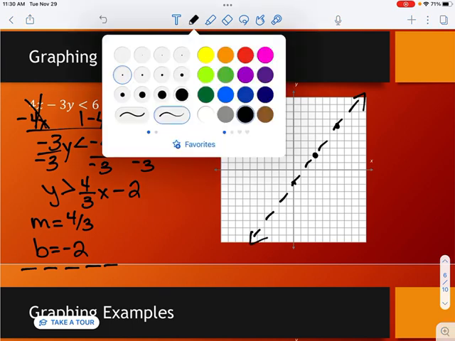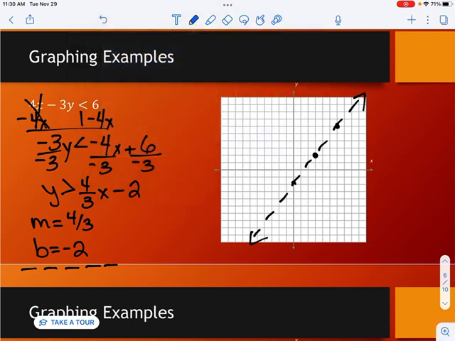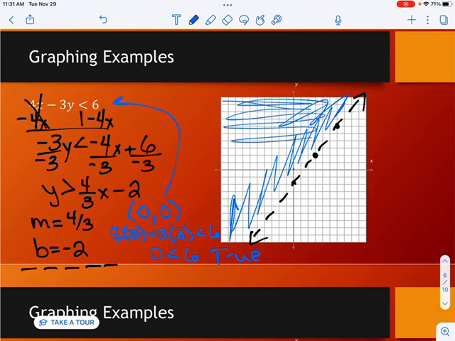So then I come in and I find my point. My point is I'm going to do 0, 0 again because it's not on there. So 0, 0 is here, and I'm going to plug it into the original. So I get 4 times 0 minus 3 times 0 is less than 6. So that all cancels out to 0 is less than 6, which is true. So I come in here, and I'm going to shade the side that contained the 0, 0. And that would be my solution.